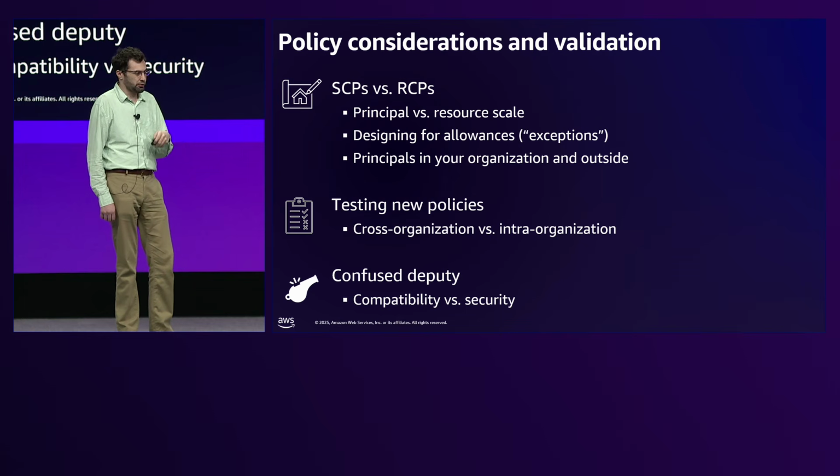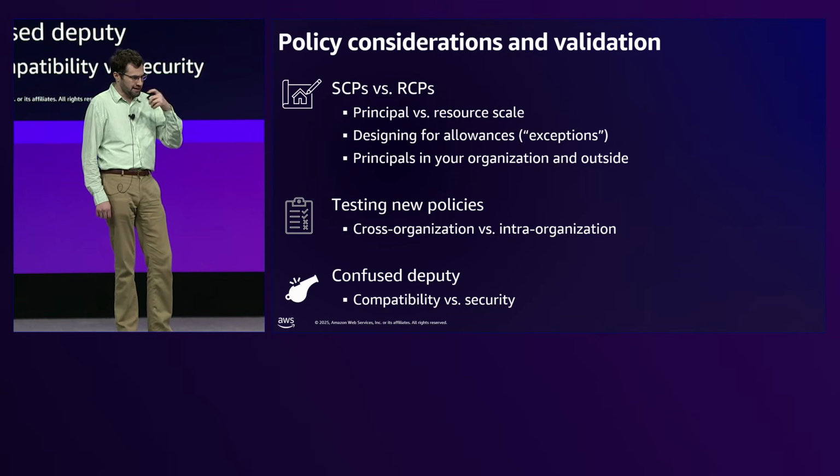So SCPs apply to principals. This could be a user in your organization, an AWS role, or another AWS service, versus the number of resources in your organization. So for us, we imagine that we have orders of magnitude more resources than we have principals. And this really comes into play when you're thinking about designing for allowances. So if you're thinking about enumerating resources that you're going to allow through this data perimeter, you need to be cognizant of the fact that the number of resources you might need to exempt is likely far more than you've ever had to write in some sort of principal policy like an SCP.